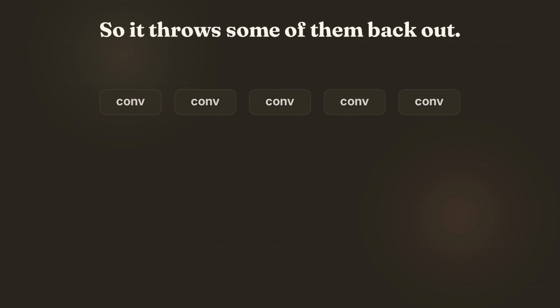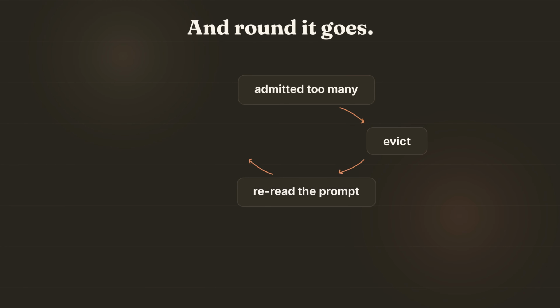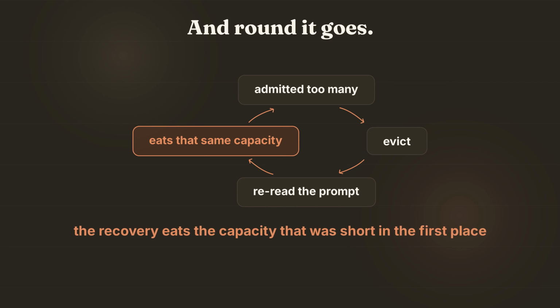So what happens when you push past it? Your server has already said yes to more requests than it can hold, so it throws some of them back out and their keys and values go with them. Then later it picks them up again and reads their whole prompt from scratch to rebuild what it deleted. And why does that get worse instead of settling down? Because the rereading is real work you already paid for once, and it needs the very thing you just ran short of. So the recovery eats the capacity that was short in the first place, and then something else gets thrown out, and round it goes, right? So your throughput doesn't dip and come back, and it keeps sliding for as long as you leave it there.